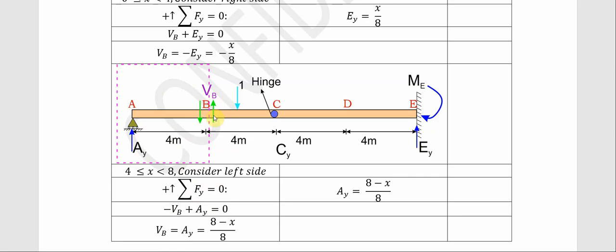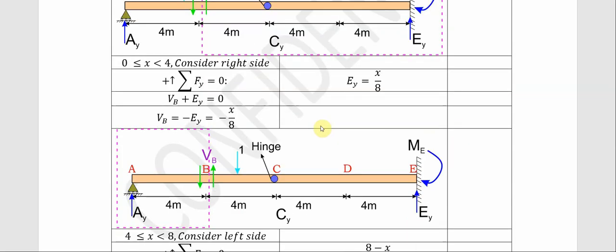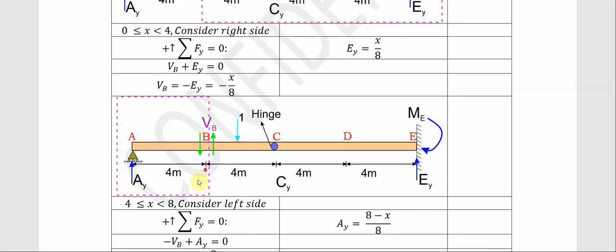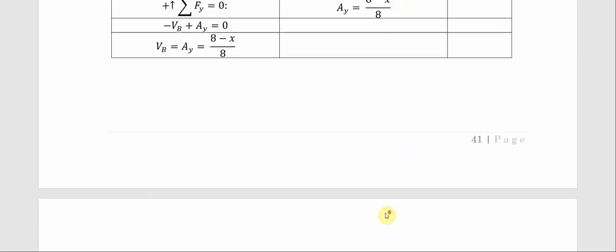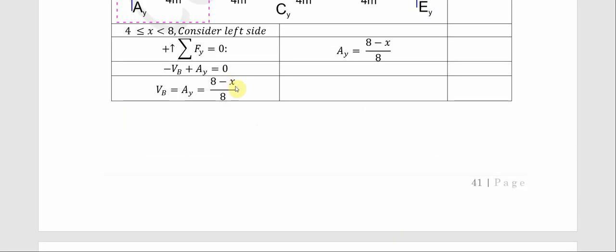Our AY, we have calculated our AY to be equal to 8 minus s over 8 from the initial calculation. Why is this 8 minus s over 8? Since our AY is s over 8, and the summation of AY and EY is supposed to be 1, if we subtract this from 1, it gives us 8 minus s over 8. So that's why we have 8 minus s over 8, for clarity.